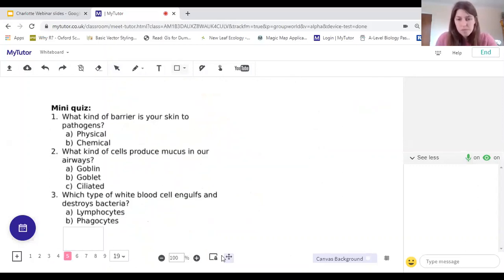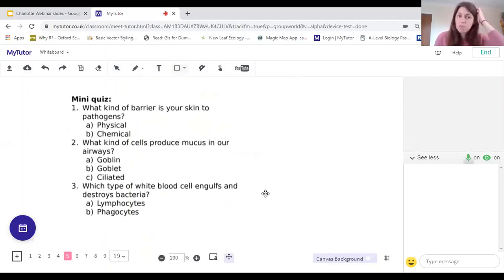Okay, so we had some feedback last week saying that mini quizzes would be quite handy part of the way through. So if you go to your chat functions again, we'll quickly do these 3 questions. Question 1: what kind of barrier is your skin to pathogens? Is it A, physical, or B, chemical? Good, lots of A's coming through there, perfect.